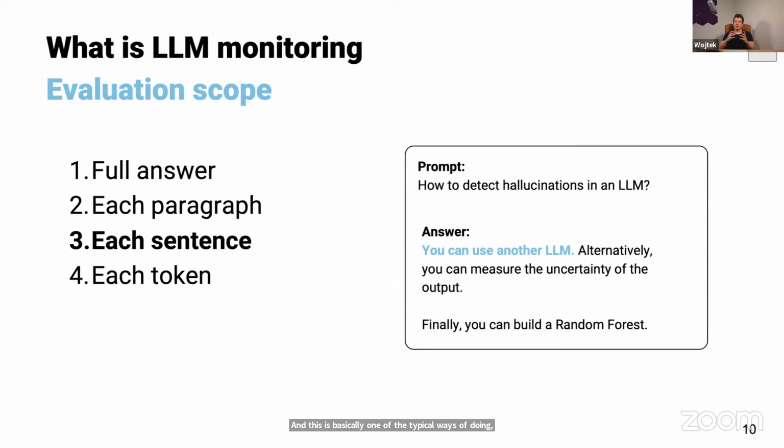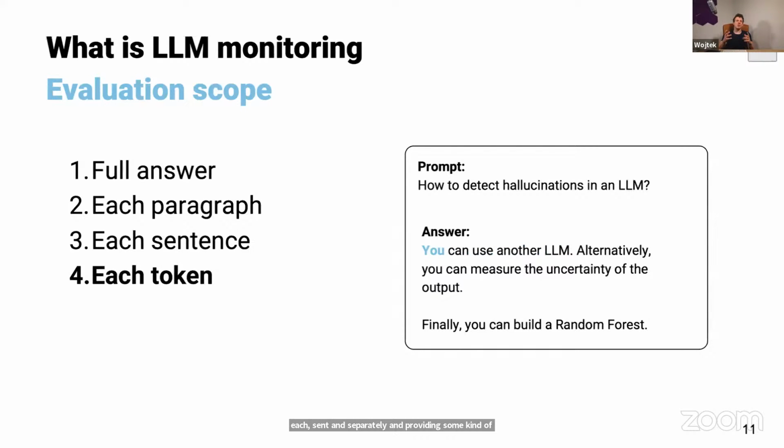And this is basically one of the typical ways of doing monitoring right now for LLMs. And the last one, I would say the standard way of monitoring LLMs for hallucinations right now, is looking at each sentence and evaluating whether this sentence is actually correct, complete, and unambiguous. So here we're going to be looking at each sentence separately and providing some kind of score, some kind of measure of whether this sentence contains hallucinations.